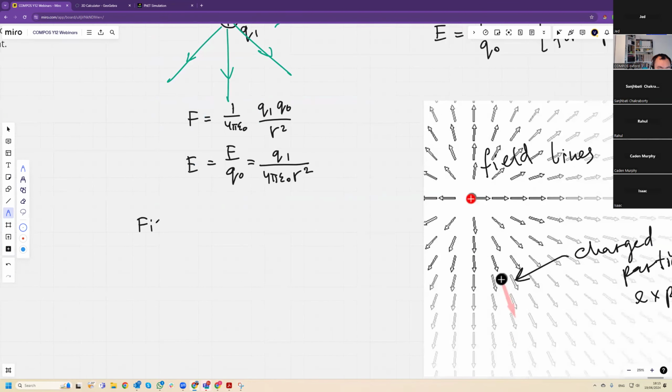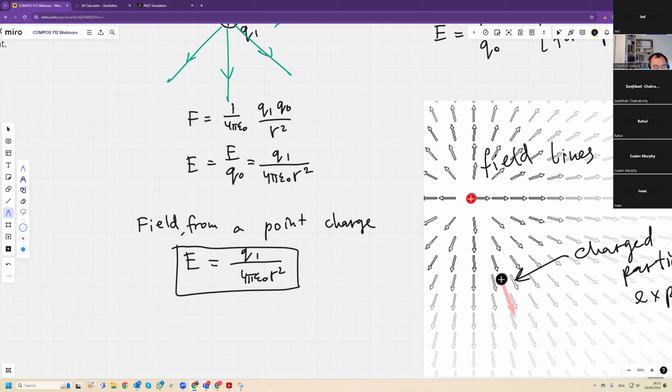So the field from a point charge, E, is Q divided by 4 pi epsilon 0 r squared. That's important.